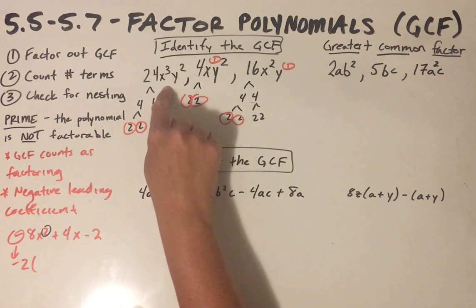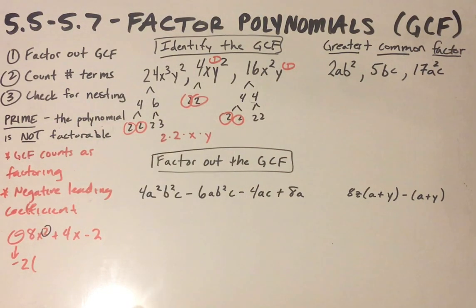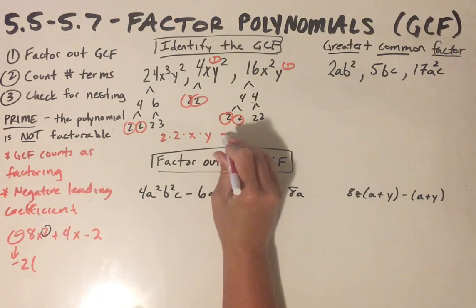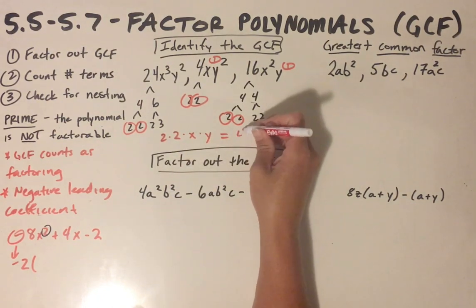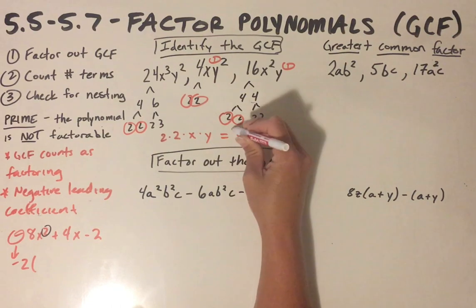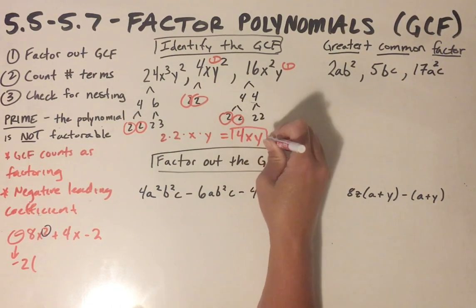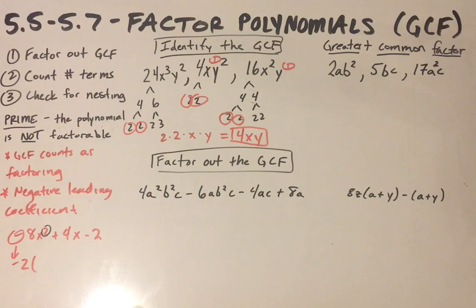Okay, so when you're looking at exponents on variables, you've got to just identify the smallest one. So what does this mean our GCF is? Well, this is everything they have in common. So this is the biggest thing they have in common, 4xy. So this is just identifying the GCF.